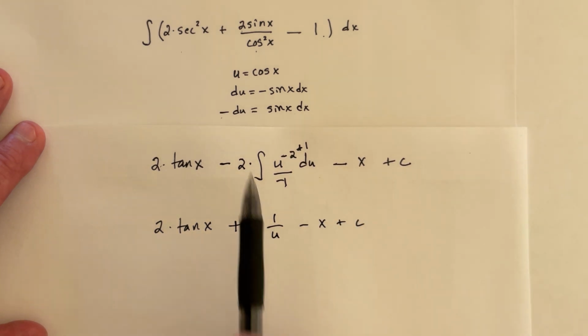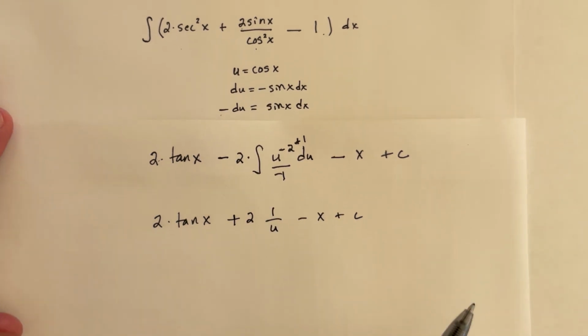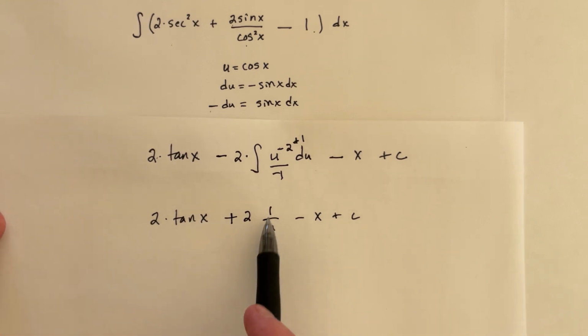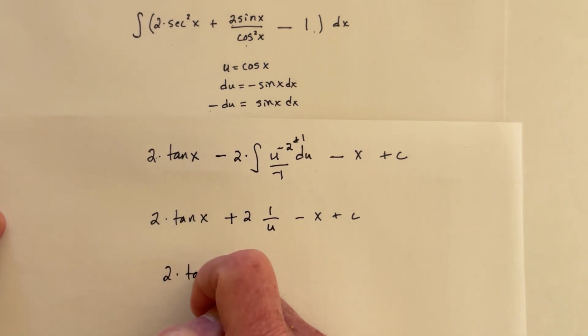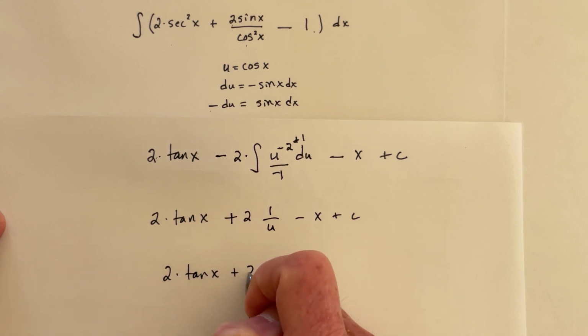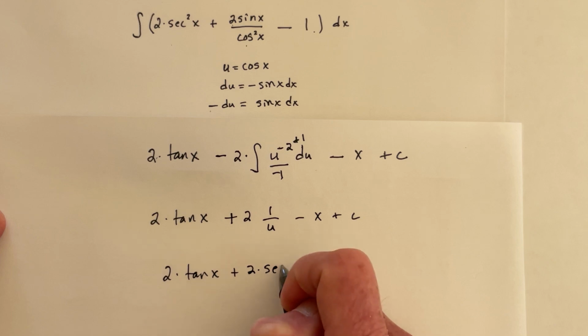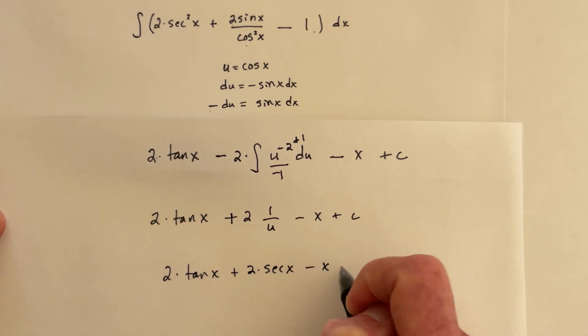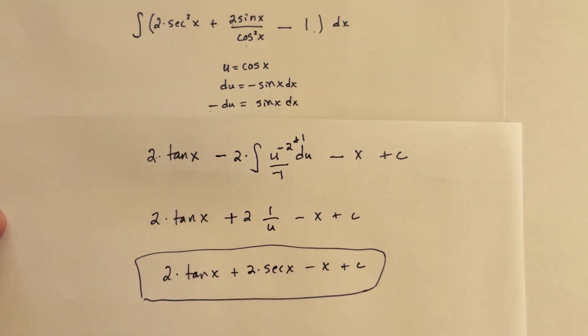And then the last thing is replace u with cosine. So this is 1 over cosine. And you could leave it as 1 over cosine, but you could even simplify 1 over cosine as secant. So 2 tangent of x plus 2, and here you could either say 1 over cosine, or you could simplify and say that's secant of x, then minus the x and plus the c, and then box it up and send it in.